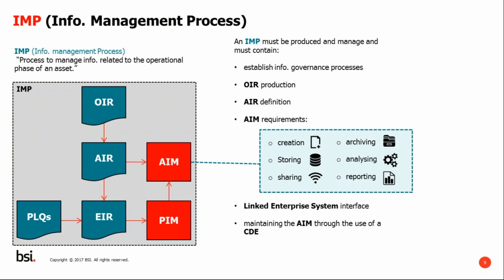Okay, so the IMP, or the information management process. So this is collectively the management system that describes the production, the implementation, and the management of all of the requirements stated within these documents. So the IMP must contain the OIR production, the AIR definition, the AIM requirements, and we see here that this includes how the asset information model is created, how information is stored, how it's shared, how it's archived, how it's analyzed, and how it's reported.